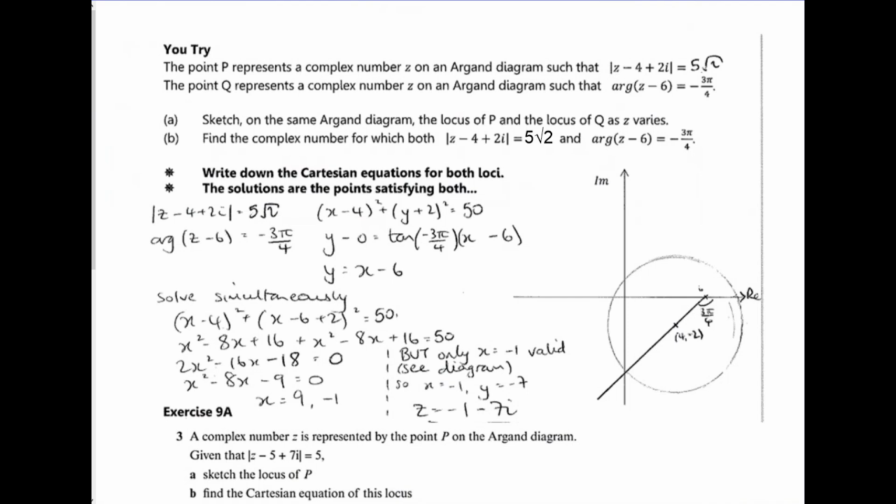Looking at your diagram, it's to the left of that, so only values where x is less than 6 are valid. Solving these simultaneously, so I substituted in for y, and I've got (x minus 4) squared plus (x minus 4) squared. Either you can combine those together and simplify it nicely, or I've expanded it out here, got a quadratic which we've solved to get 2 values for x of 9 and -1. Only x is -1 is valid. X is 9 would correspond to this point over here, which is not a valid point because it's a half line, not a full line. So using x is -1, you can substitute that in and get y is -7. So your complex number is z is -1 -7i.